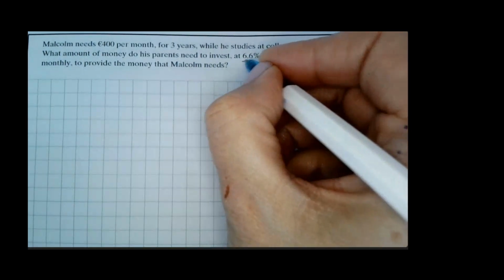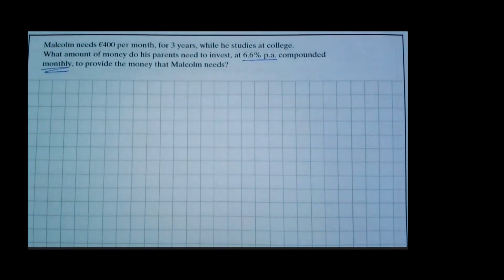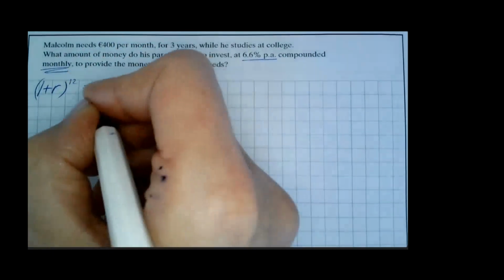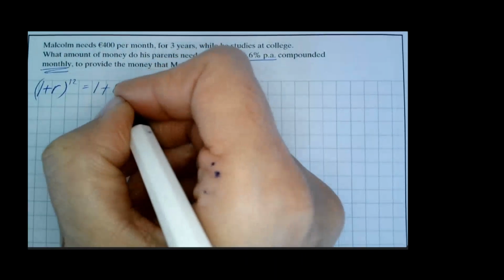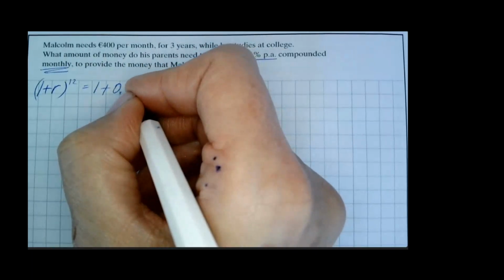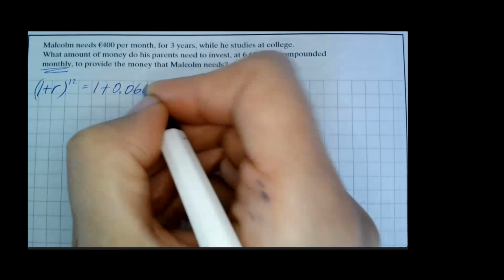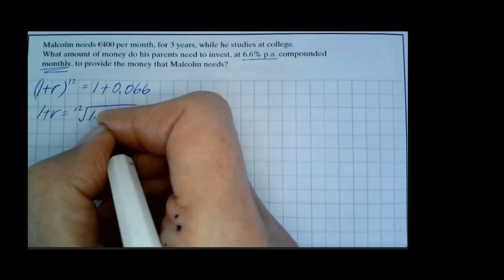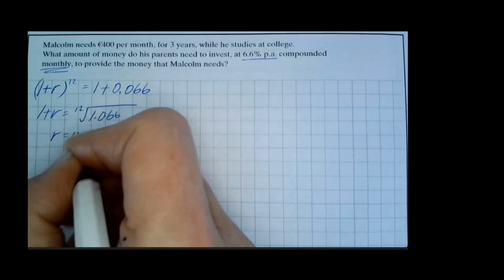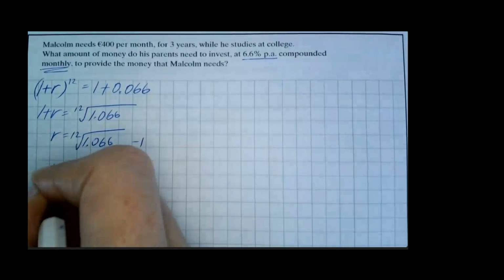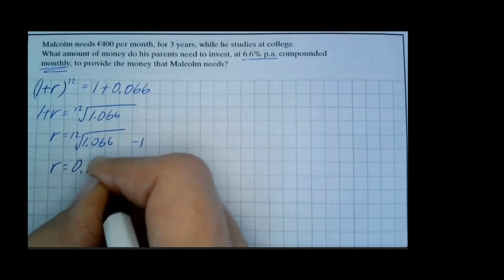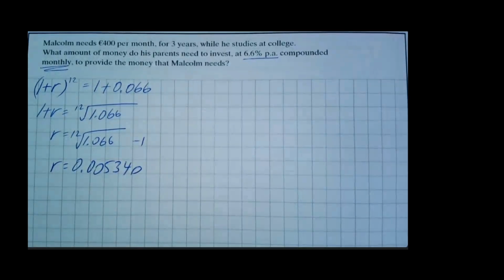We have a 6.6. PA means per annum, but it's compounded monthly, which means those rates don't match. So straight away, I'm going to do 1 plus r to the power of 12 is equal to 1 plus the decimal form of 6.6, which is 0.066. So that's going to be the 12th root of 1.066, and then subtract 1, giving me a monthly rate of 0.005340.